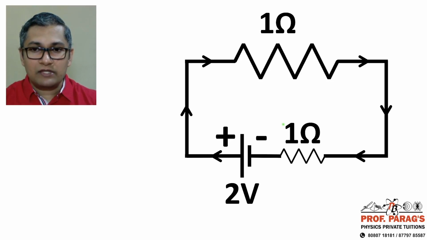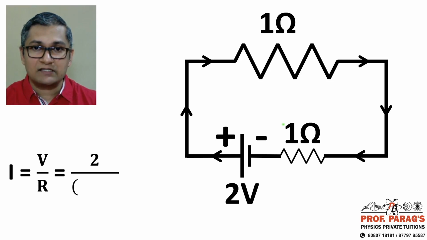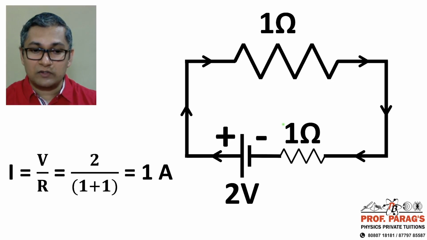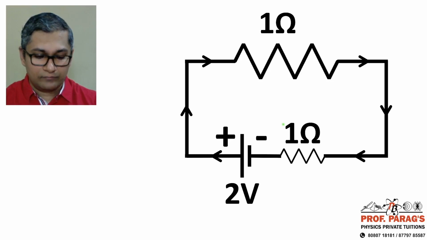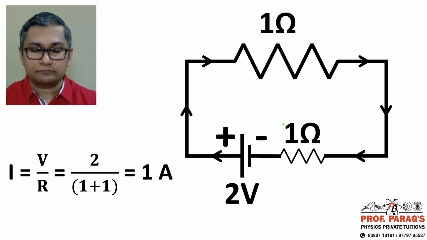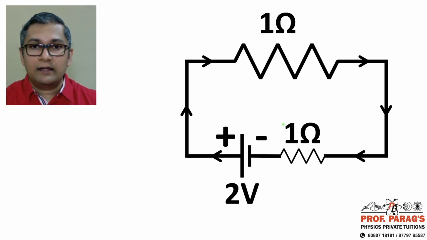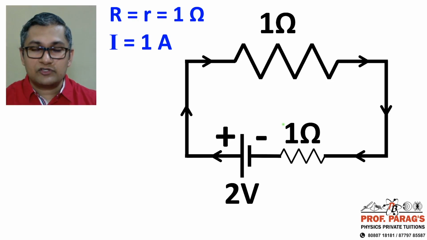So can we find out the current through this circuit? Just use Ohm's law. I is equal to V by R. The voltage is 2. Total resistance is 1 plus 1, 2 ohms. So I get 2 by 2, which is nothing but 1 ampere. Just to summarize, we have capital R and small r both equal to 1 ohm, and we have a 1 ampere current flowing.